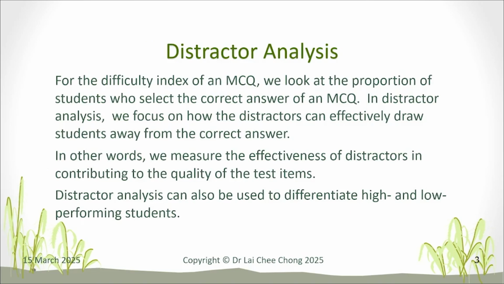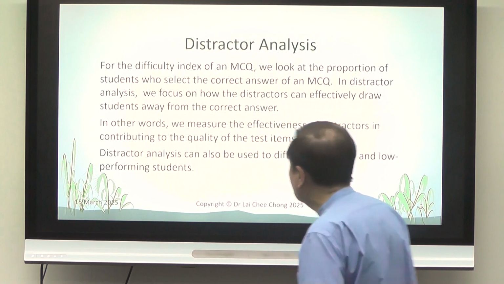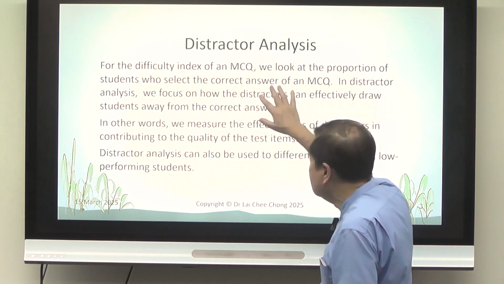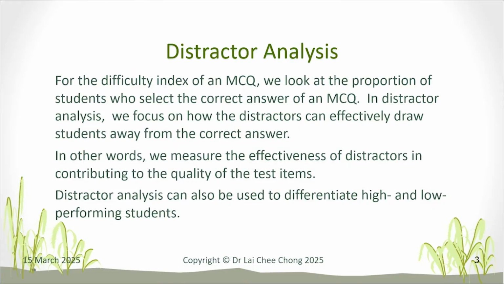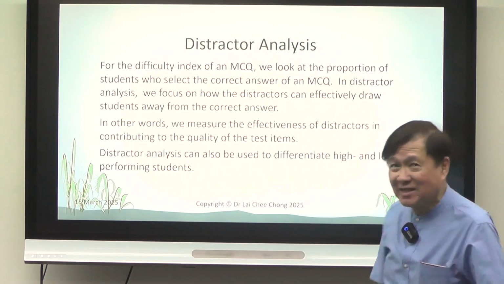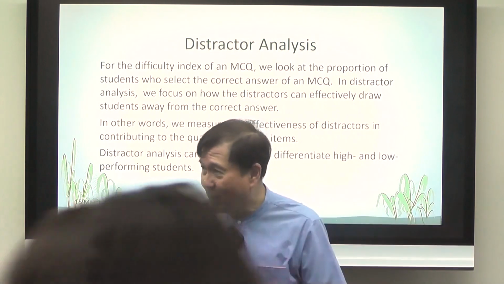Remember just now when we looked at the difficulty index, what were we looking at? We looked at the number of correct responses. Am I right to say that? Correct ones, okay. But now, instead of looking at the correct responses, we look at what? All the incorrect responses. These are the distractors, right? What's the purpose of a distractor for the MCQ? To see how effective they are, that they can draw students away from the correct answer. That is the purpose of distractors, to be able to distract them from the right answers.